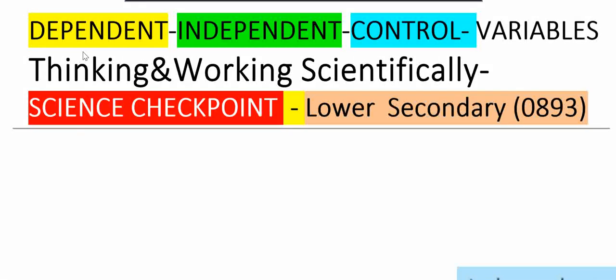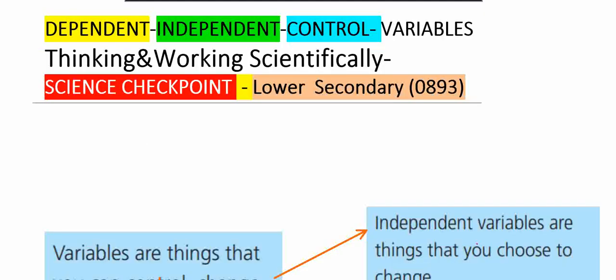Today we are going to discuss science checkpoint for lower secondary with the past paper code 0893. Today's topic is thinking and working scientifically with the subtopic dependent, independent, control variables. Let's take a closer look at what is dependent, what is independent, and what are control variables.